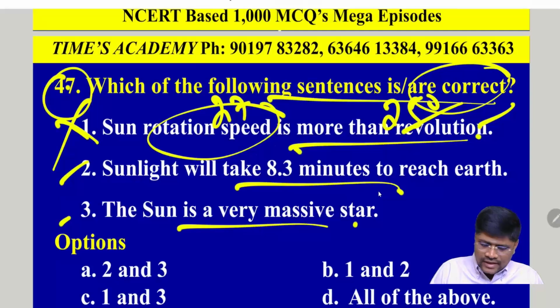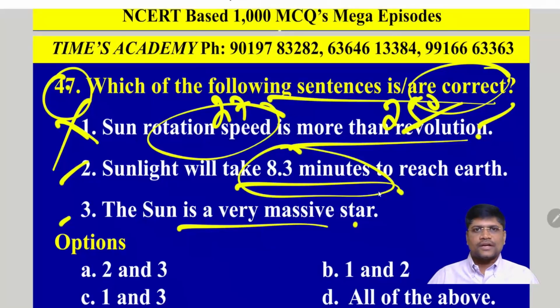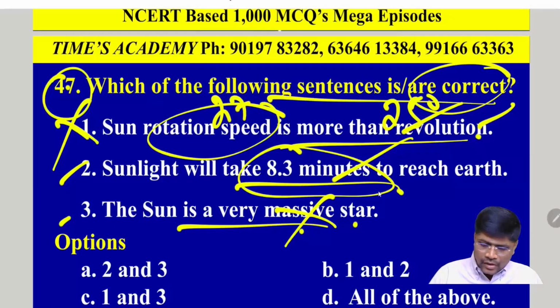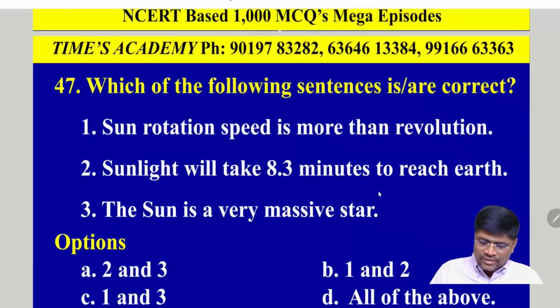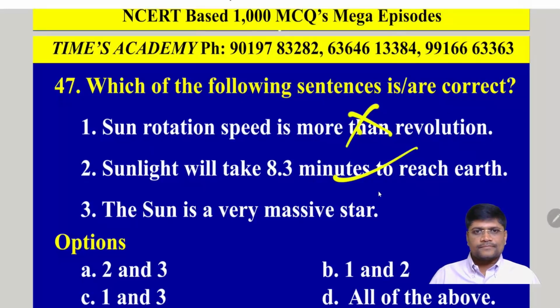Next, sunlight will take exactly 8.3 minutes to reach the Earth. So this is correct. And the Sun is a very massive star? No, the Sun is a very minor star. Compared to UY Scuti and Canis Majoris, it is a very minor star. So according to the given explanation, the Sun's rotation speed is less than the revolution, sunlight takes 8.3 minutes to reach the Earth, and the Sun is a very minor star.